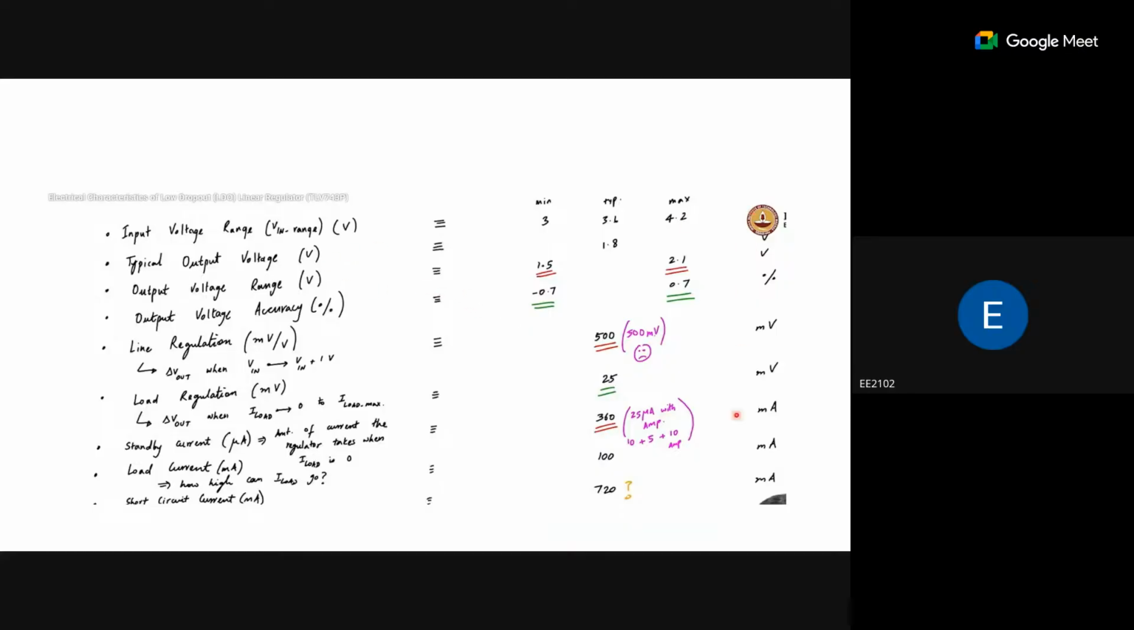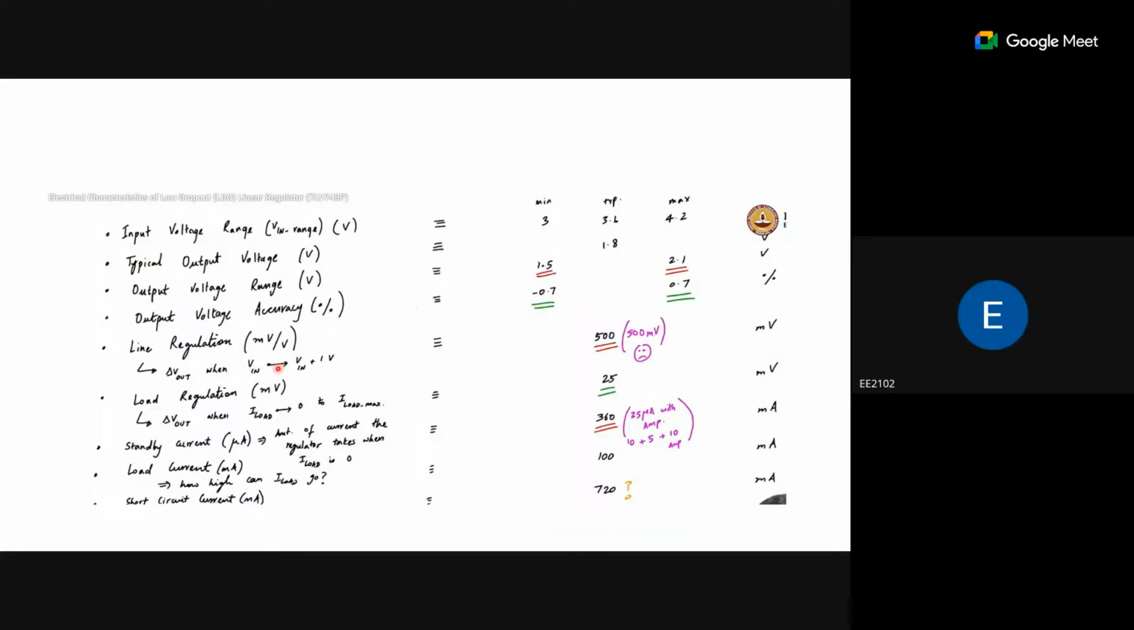So basically this table says that whenever you are going to design any regulator you need to look into the input voltage range. That input voltage range will be given to you, like minimum 3 volt or maximum 4.2 volt. Then only between these do you have to design. Typically the expected output voltage will be, if you provide this range of input voltage, what will be the expected output voltage.